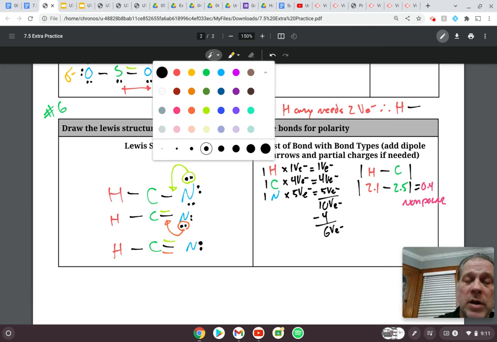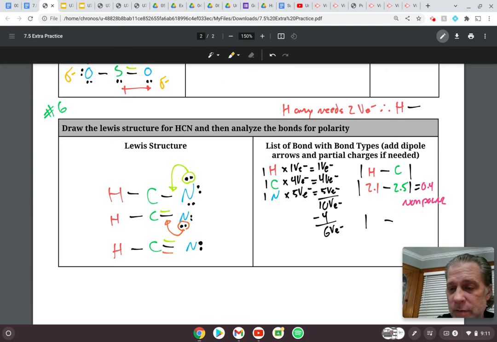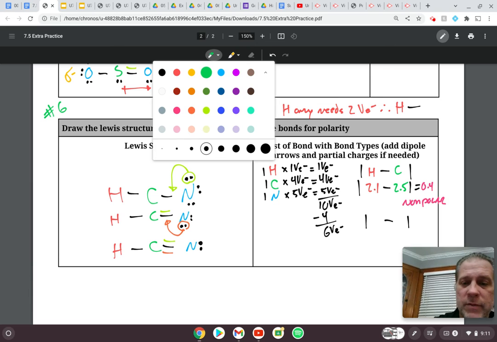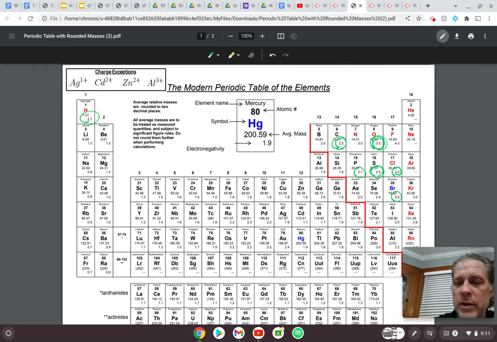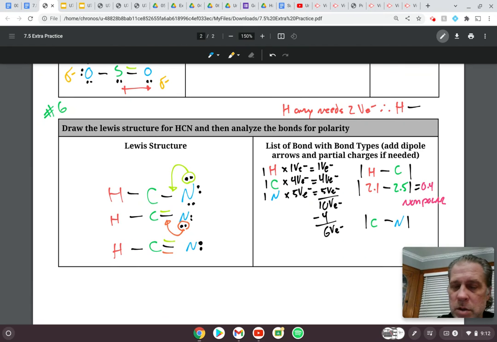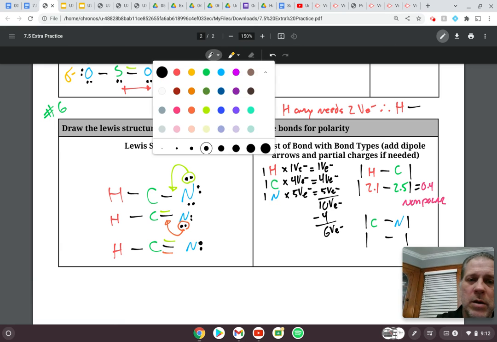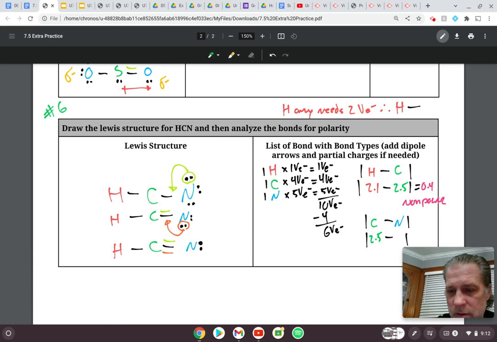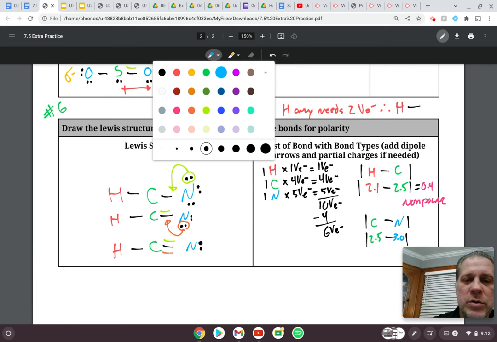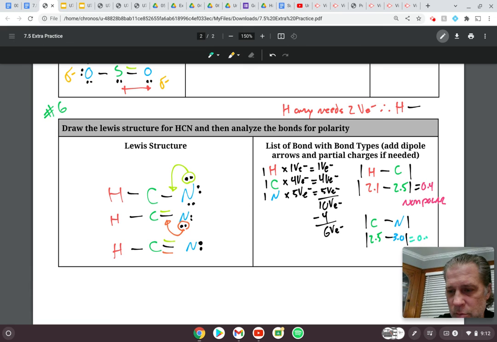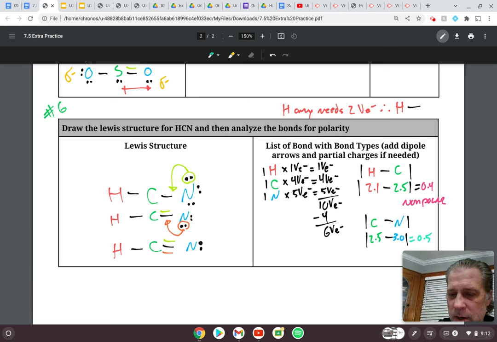So then we need to look at the electronegativity difference between carbon and nitrogen. So I've got carbon and I've got nitrogen. And we're going to look and see that carbon is 2.5 and nitrogen is 3.0. So carbon we said was 2.5, nitrogen is 3.0. I'm going to subtract those two and see that it's 0.5, which tells me that it is polar.